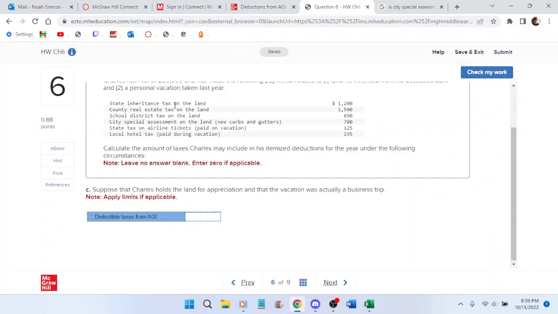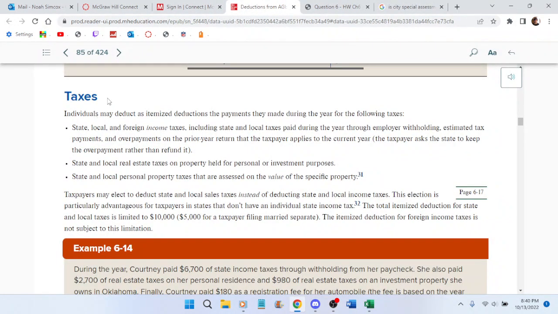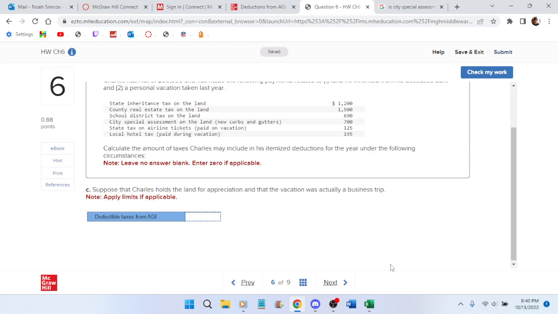County? Does a county tax count? County real estate tax. You would think that's a local tax. That counts. The textbook doesn't have enough information to answer this question. It doesn't. It just doesn't. This all falls under property tax, real estate tax. It's real estate. It's free real estate. This one.